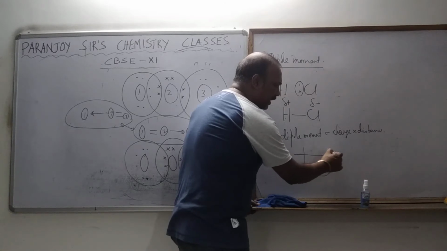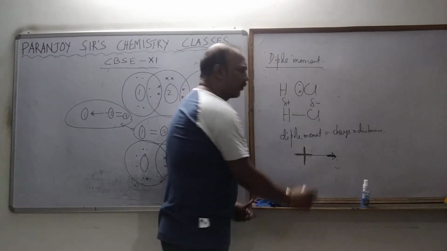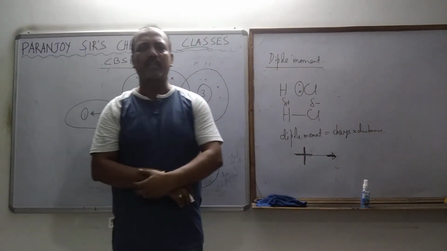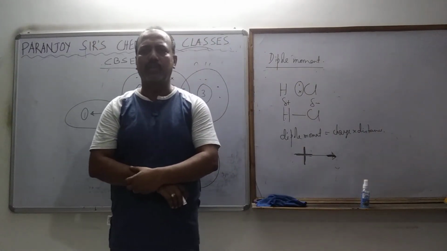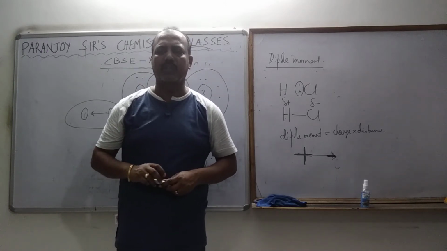See, I am drawing it like this. This is negative and this is positive. It is from positive to negative. The dipole moment's direction is from positive to negative. Okay, that's the direction of the dipole moment, which is a vector quantity.